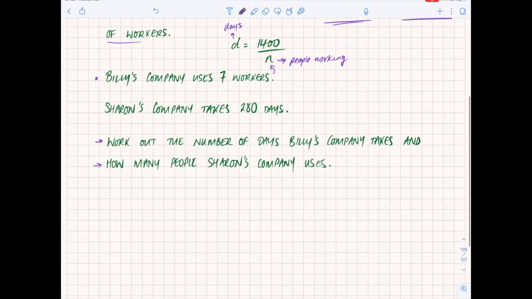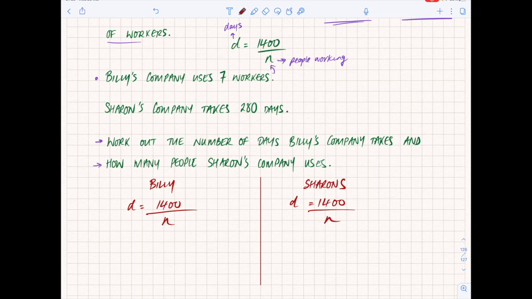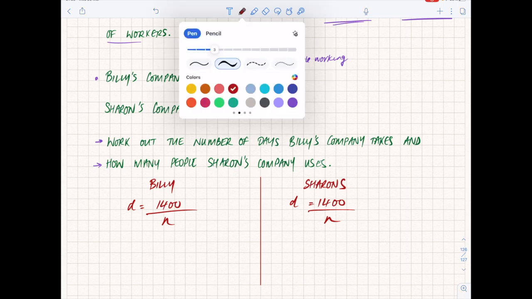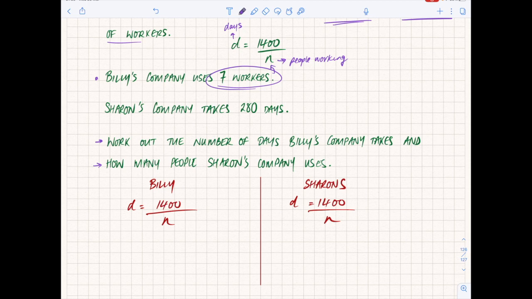So let's split this up. I'm going to split my page into 2. I'm going to do Billy's here and Sharon's here. I'm just going to write the formula out again. So D is equal to 1,400 divided by N, for both. Let's fill in what we know for Billy. We know how many workers there were, and workers is N. So to work out the number of days, I'm going to do 1,400 divided by the number of workers, which in this case is 7.